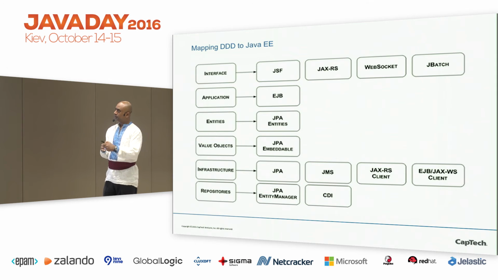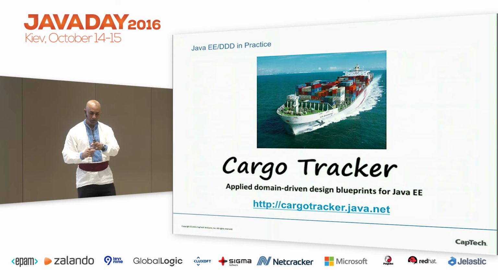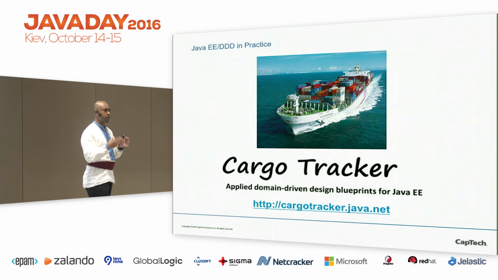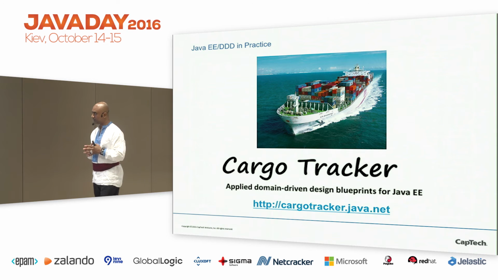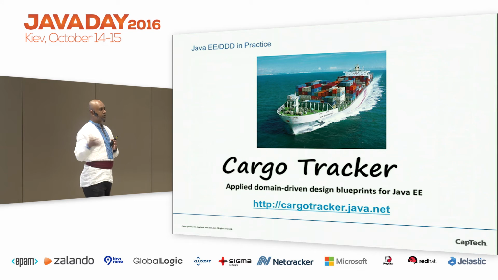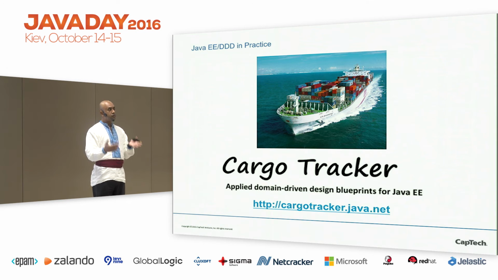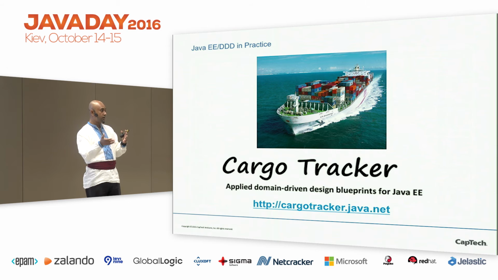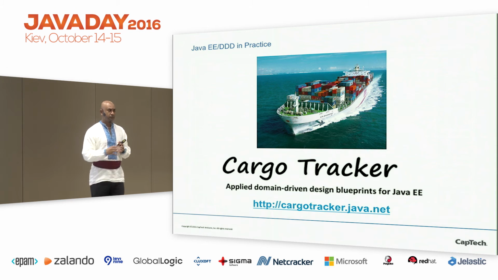All right. Now let's move on to another step and actually look at some concrete code. This is actually the best way that you're going to begin to understand domain-driven design. So this is what I did. I actually wrote up a Java EE 7 application and applied domain-driven design to it. So you can actually see what domain-driven design looks like in a real-life application. The application you can find at cargotracker.java.net.